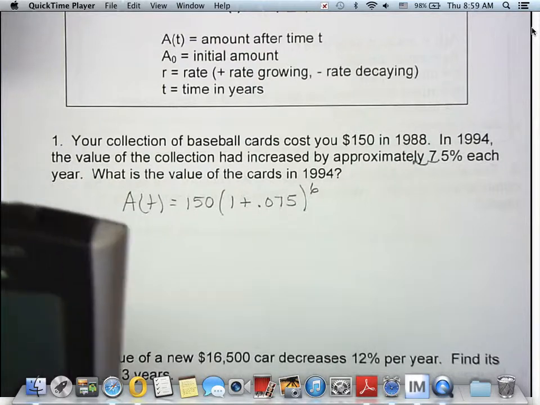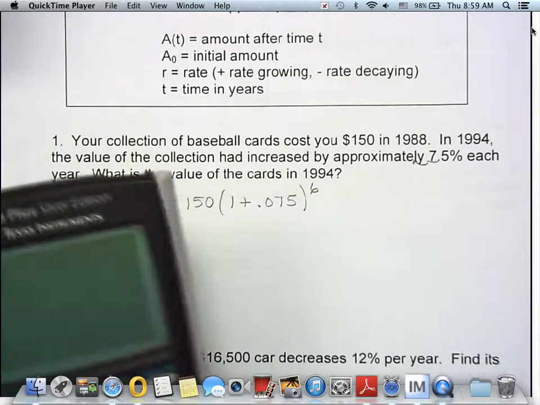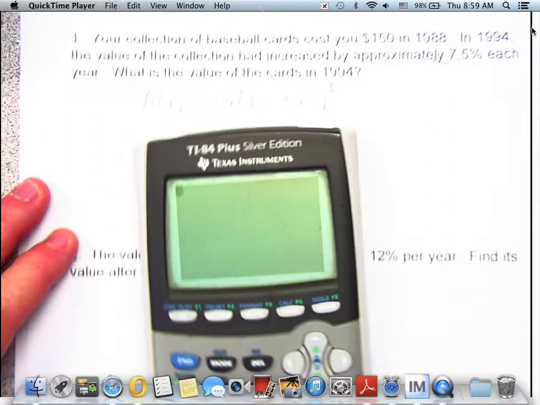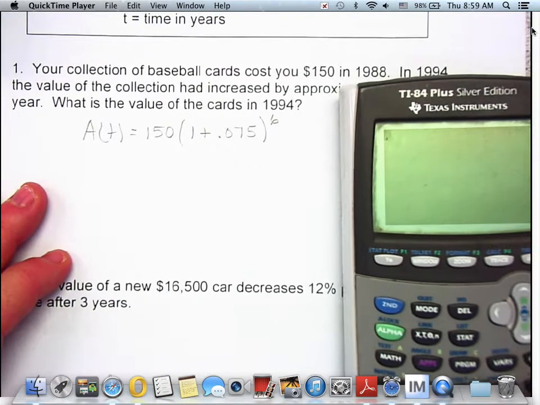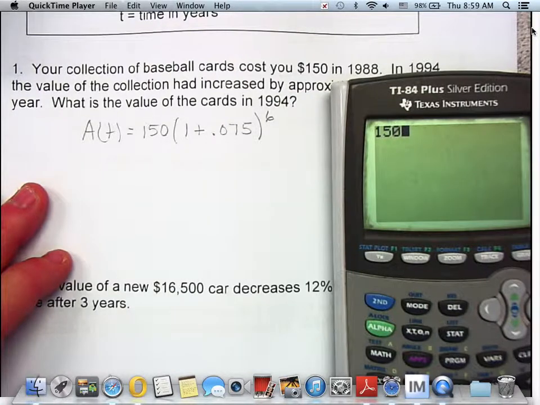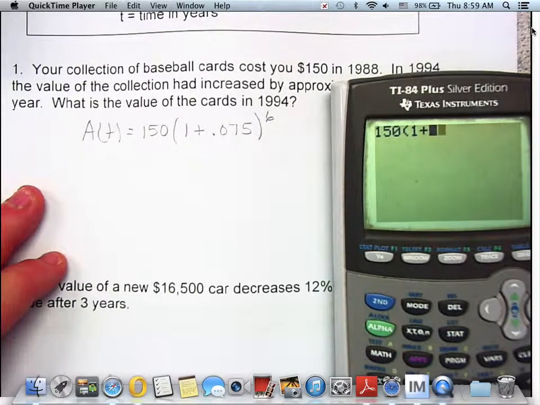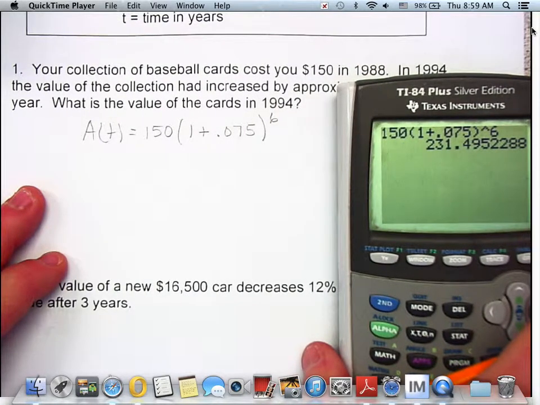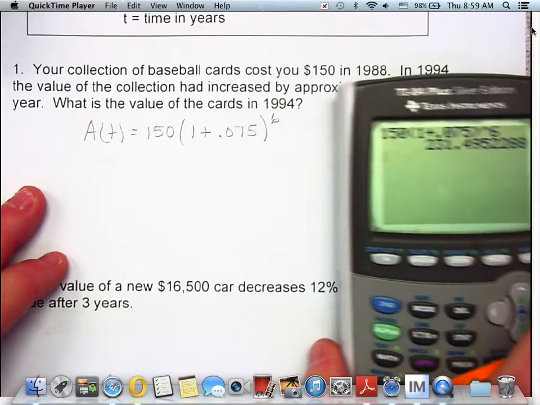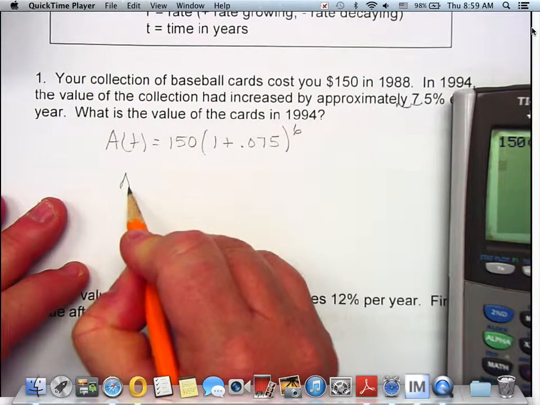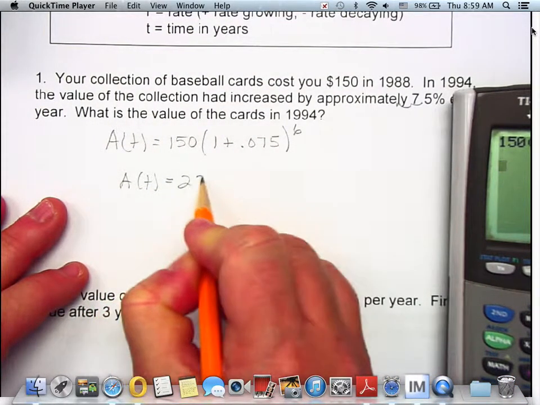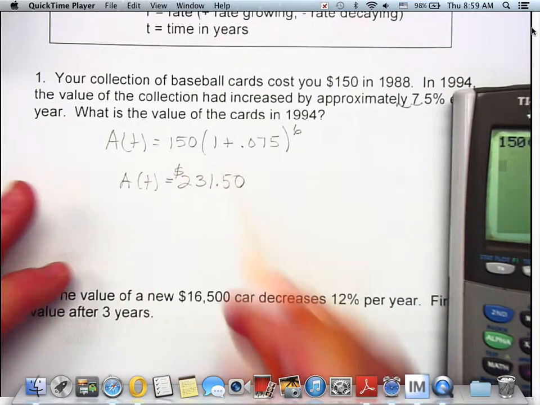Now, since we already have this, the time is not an X. You can go to your home screen. And we can just put 150 parentheses 1 plus 0.075 and then to the 6th. $231.50. Does that make sense in this problem? Yes. It should be more than 150, right? Okay, and that's it for that one.